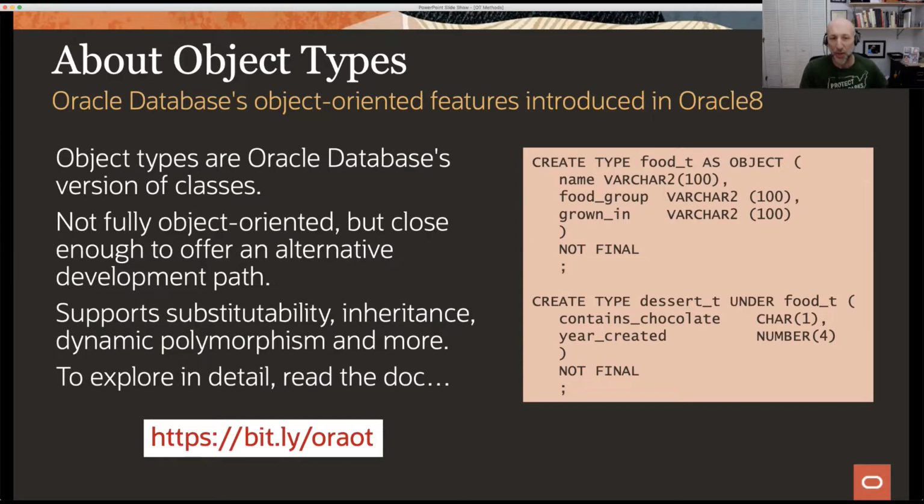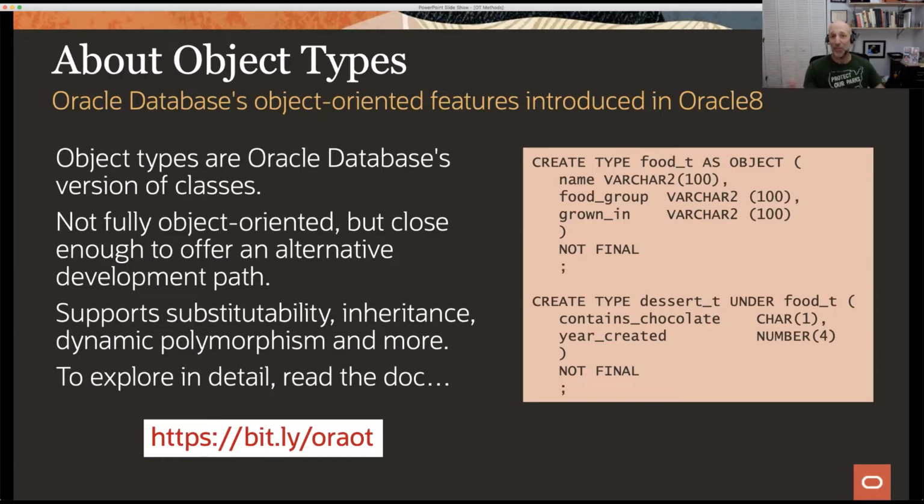Now, if you look at the code off to the right on the screen, you'll see that I've created this type called food, and it's an object, so it's an object type. It's got 3 attributes. So instead of columns, you talk about attributes for your object type: name, food group, and grown in. And it also says not final.